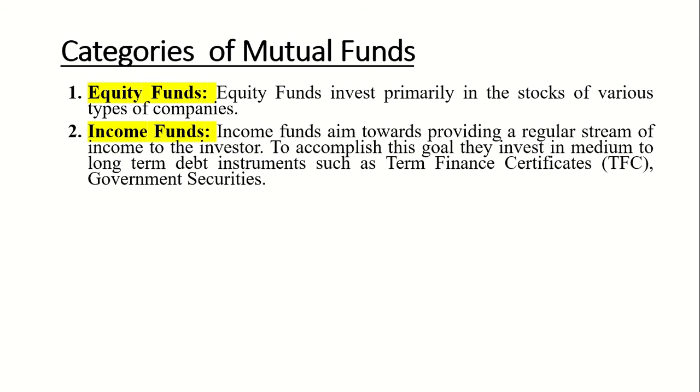Then we have the income funds. Now, in this mutual fund, your investments are invested in those securities which provide you regular income, like bonds. You know that you will get the coupon payments periodically. So this type of fund is invested in such securities which provide you a regular income.